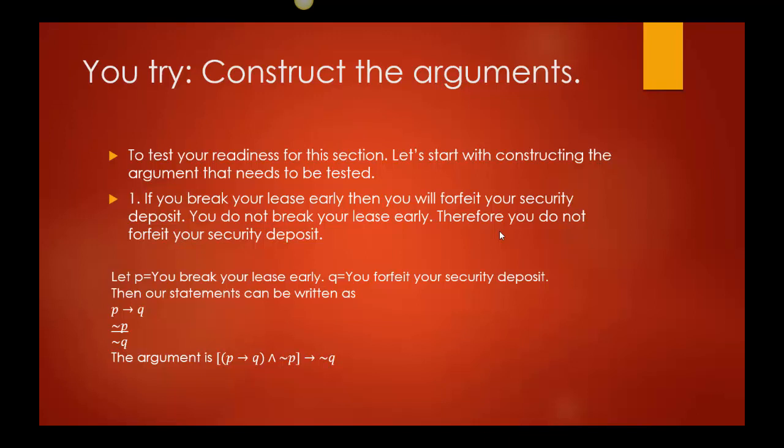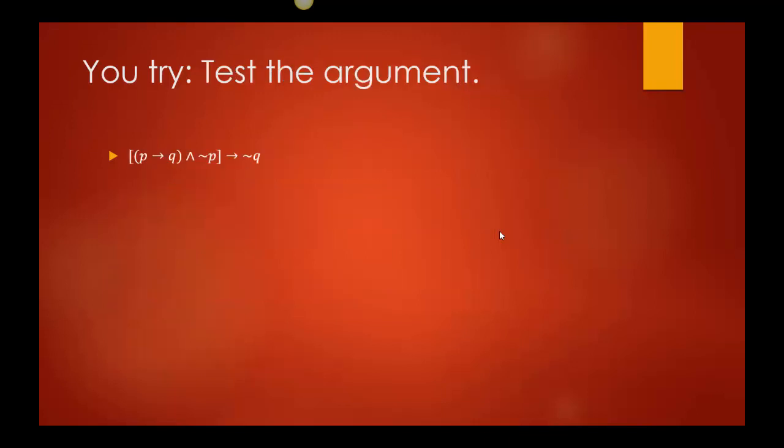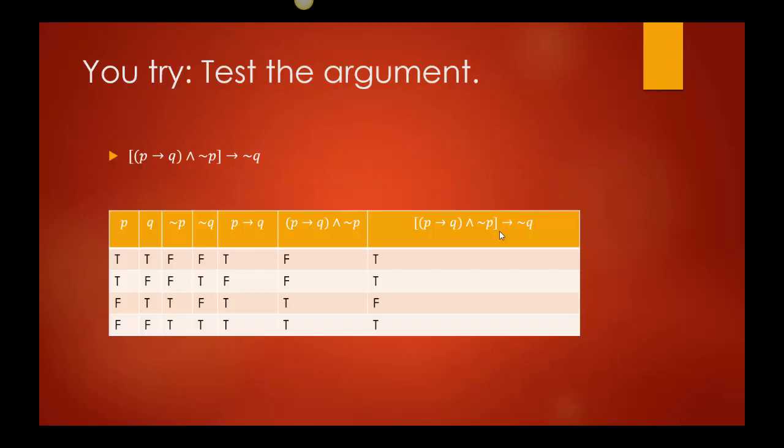So before you go on, stop and make yourself a truth table. Test this argument. Test P implies Q and not P implies not Q. See if you get it to be valid or invalid, and then check out what I did, and let's see how it went. So here's my truth table, and yours could look a little different as far as the columns go. It's just that last column that we're really looking for.